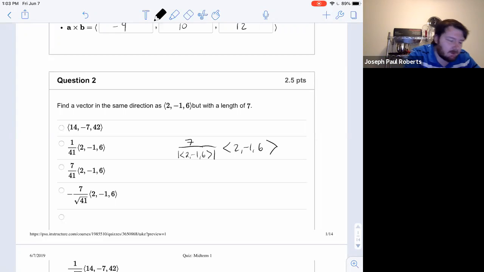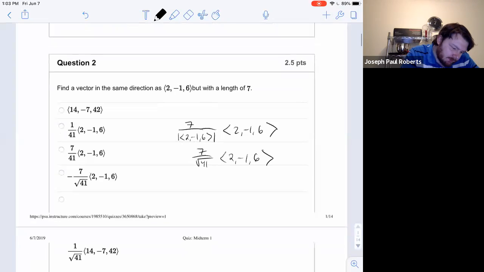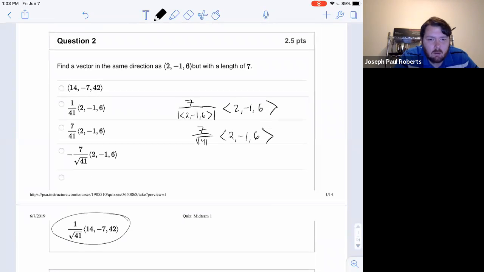So I guess you could think about this as a two-step process, that first you're sort of dividing by its length to make a unit vector, and then you're stretching that length 1 vector by 7 to get a vector of length 7. And so anyway, what does this end up being? It's going to be what? 7 over square root of 41 times 2, minus 1, 6. And so I guess that's this last answer choice here. All right.